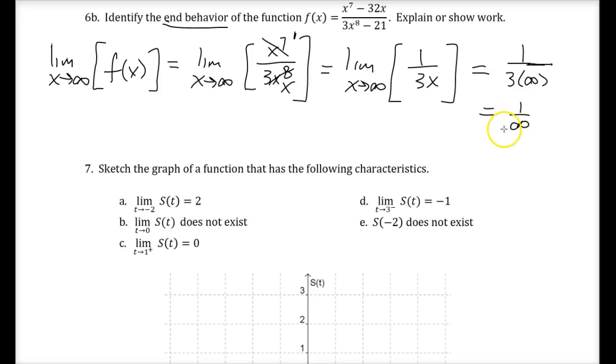And anything divided by infinity is approaching 0. And so that's why our answer is 0 there, okay? And of course, if we did the same thing with negative infinity, we would get the same result.